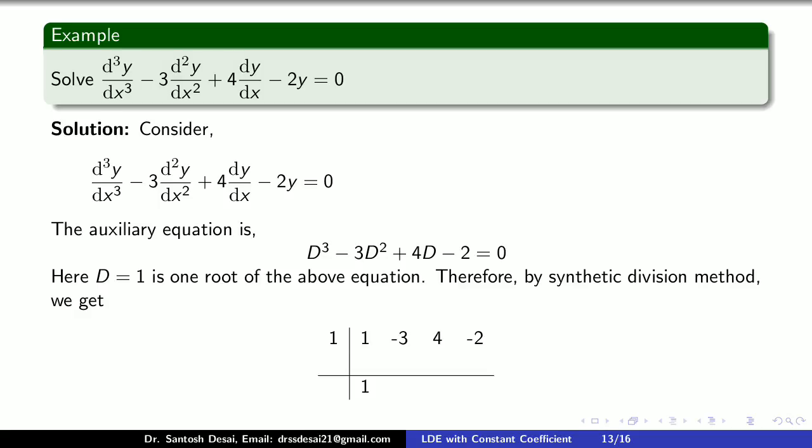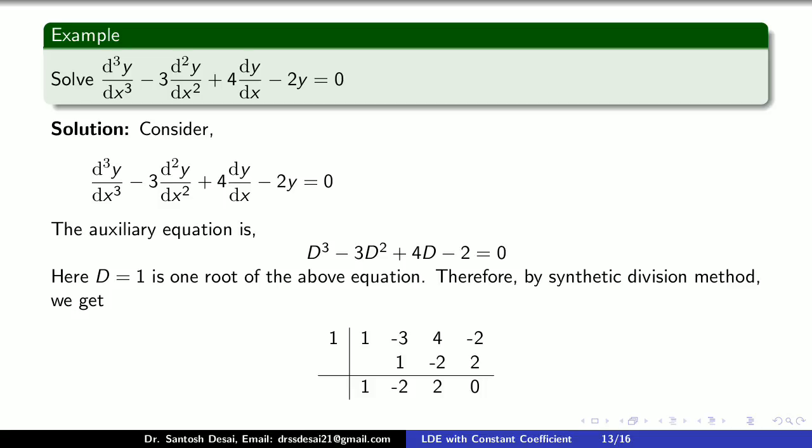Take the first number below that horizontal line and take the multiplication of these two and write down below the second number, that is minus 3. So the multiplication is 1, adding these two we get minus 2. Again multiply 1 and minus 2 and write below the 4, it is minus 2. Adding these two we get 2. Again multiplication is 2 and addition is 0.